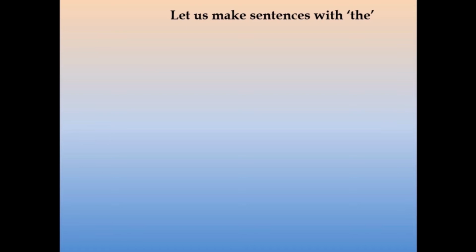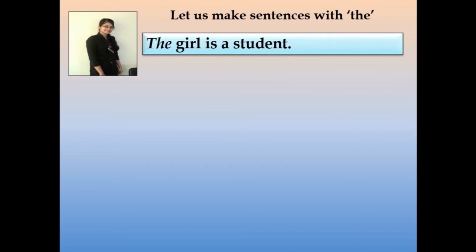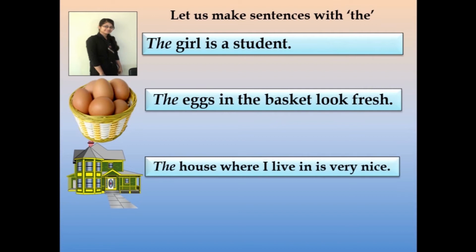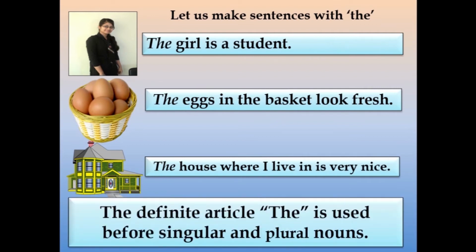Let us make sentences with the. The girl is a student. The eggs in the basket look fresh. The house where I live in is very nice. The definite article, that means নির্দিষ্ট করে যেটা বোঝায়, the is used before singular and plural nouns.